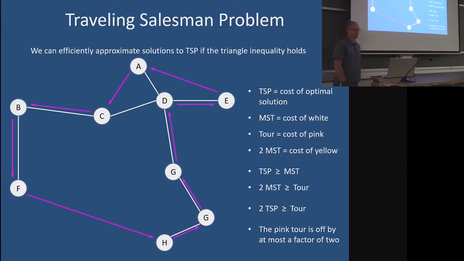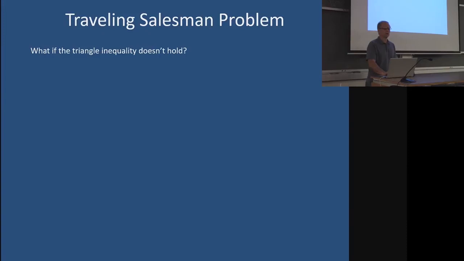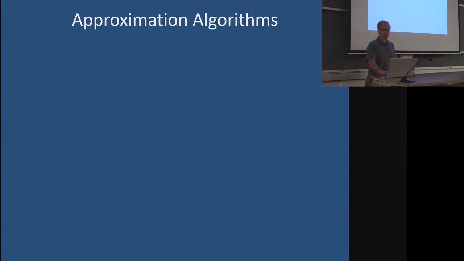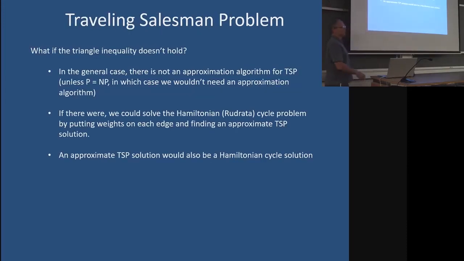Any other questions? All right, so this is just an example of an approximation algorithm, but you can't use it unless the triangle inequality is observed. And this is what we talked about, why there's not an approximation algorithm for the general problem, because an approximate solution to TSP is still an exact solution to the Hamiltonian cycle problem. And that's NP complete.